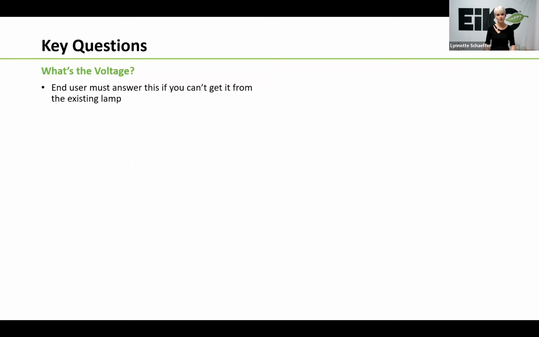So what's the voltage? Well, the end user really has to answer this question for you, unless you can get it off the existing lamp, which you may be able to do. But either way, you can't take a guess at this.